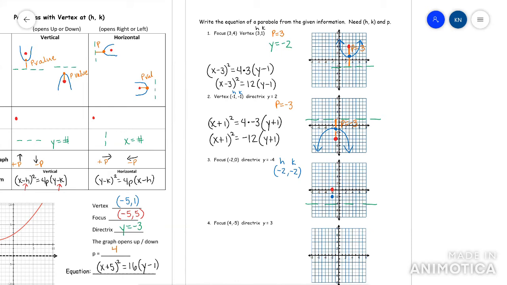So this graph opens something like this. And so now I have enough information to write my equation. It's a vertical, so it starts out x minus h, change your h, so (x plus 2) squared equals 4 times your p-value, which is this right here. So that's +2. You could have done it right here as well, seeing that that was 2 units. So 4 times 2, (y minus k), so y plus 2. Then just simplify it.